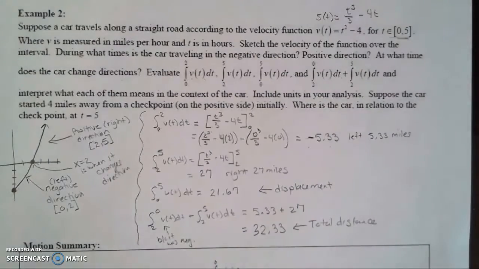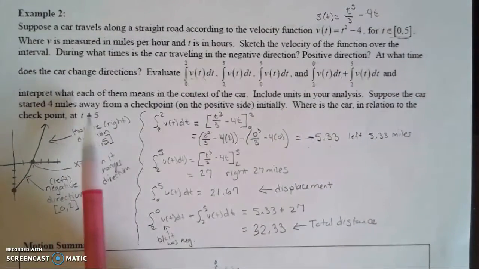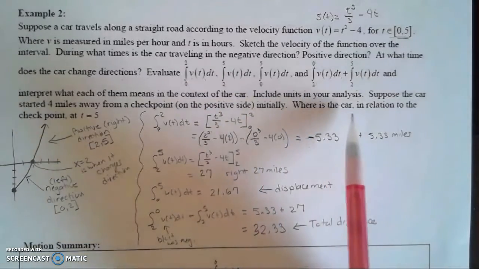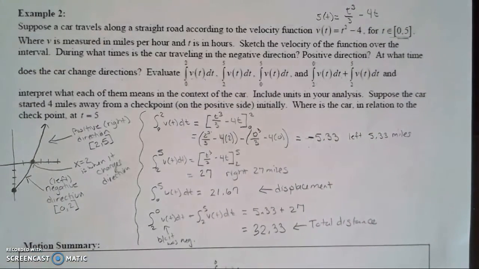Alright guys, so we're back and we're just going to finish talking about this problem, what this last part meant. Suppose the car started 4 miles away from a checkpoint on the positive side initially. Where is the car in relation to the checkpoint at t equals 5?